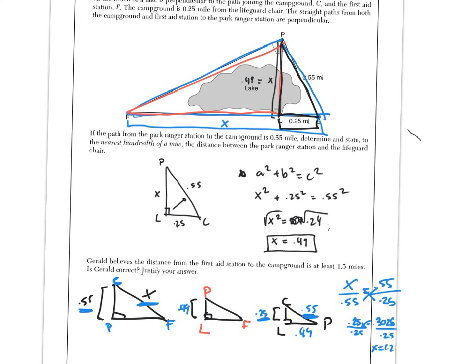So the question here that we're trying to answer is Gerald believes that the distance is 1.5 miles. We've just solved it and we see that it's 1.2 miles. So the answer here that we're going to write is Gerald is incorrect. The distance is 1.2 miles. All right, check out the next video for part 4.